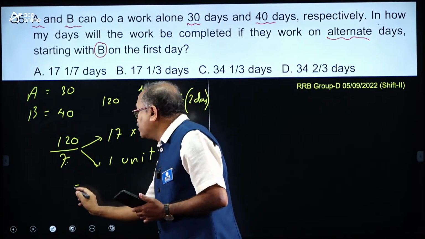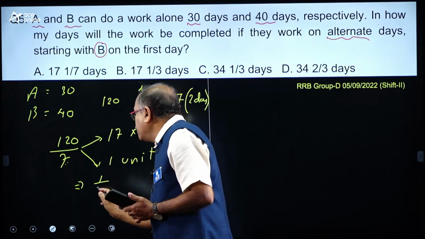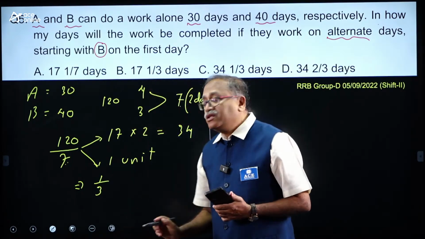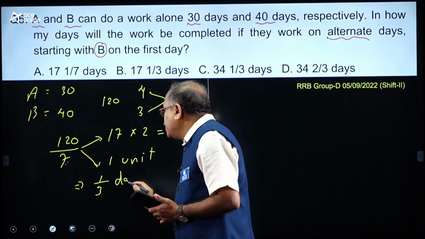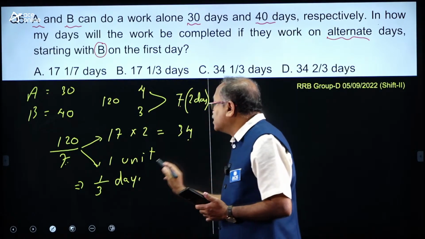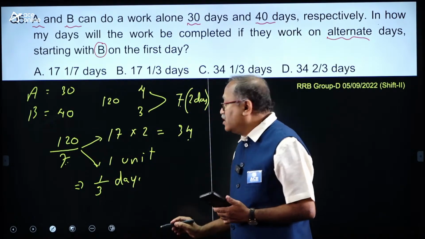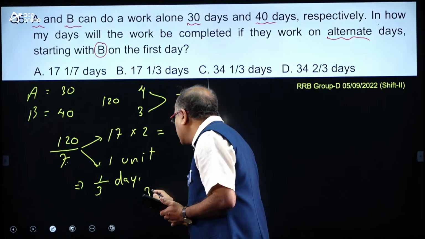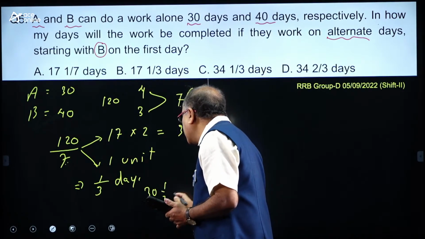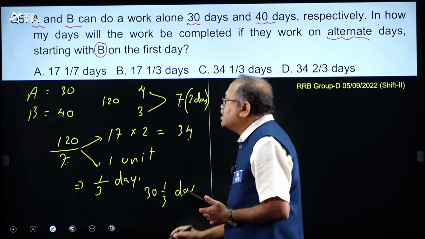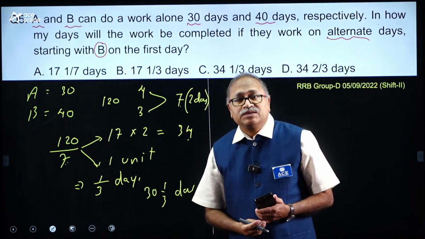How much time will it take? Another 1 unit over 3, 1 by 3 days. So, what will be the total number of days? Here 34 days plus 1/3. So, that is 34 1 by 3 days. It's okay, that's what my competitor's approach is.